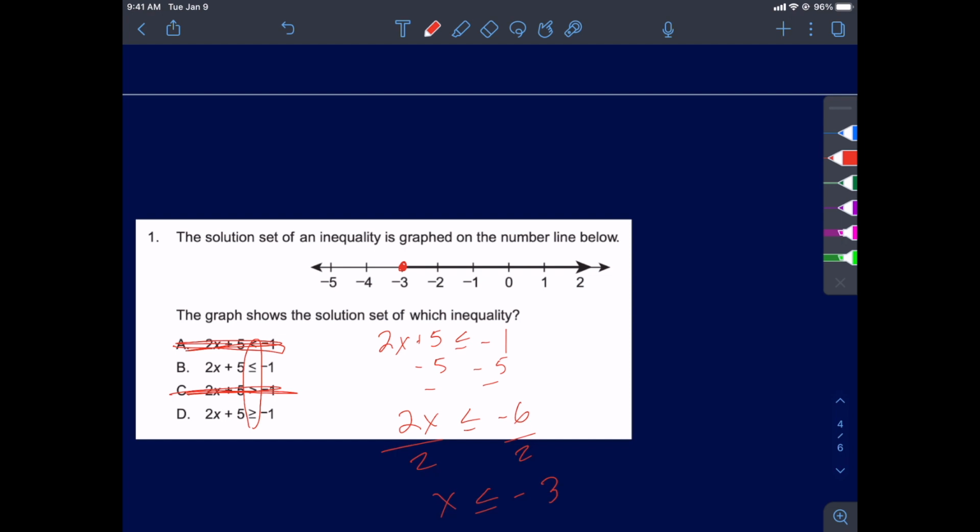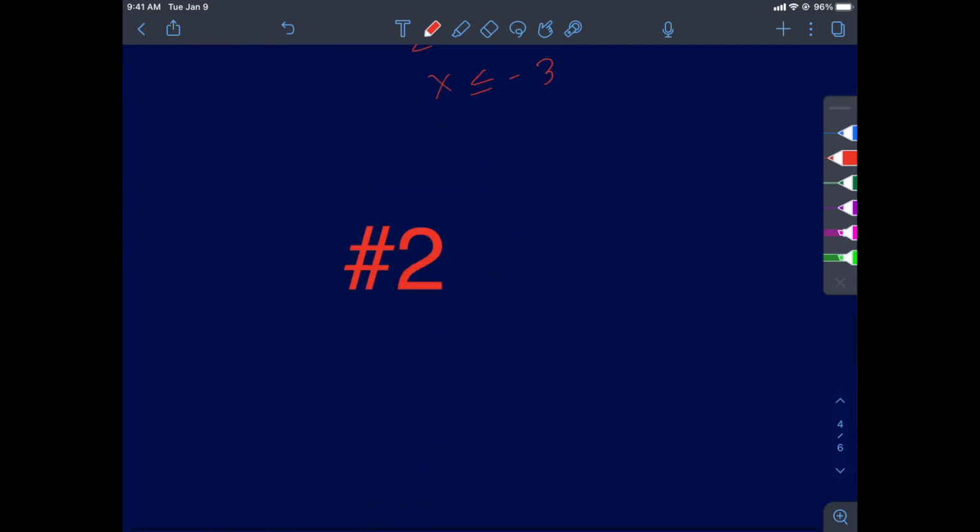So it's saying x is smaller than negative 3. Is that what we see up there? No, we see values that are bigger than negative 3. And we could take the time to solve the equation in D completely, but we realize the only difference is that the inequality flipped. So D would be x is greater than or equal to negative 3. So that is what we see represented here. So it is letter D. Number 2.